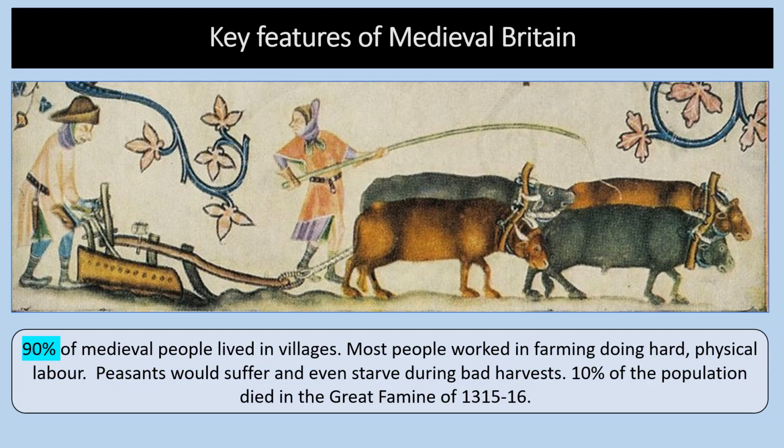90% of medieval people lived in villages, so most people worked in farming, doing hard physical labour. Peasants would suffer and even starve during bad harvests, and as we've said, 10% of the population died in the Great Famine of 1315, 1316, when lots and lots of rain had destroyed many crops.